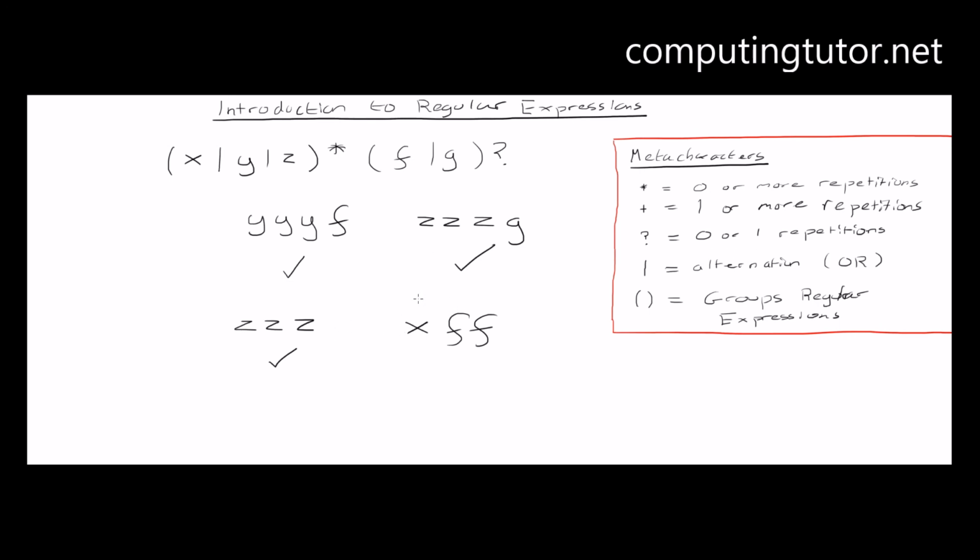So that's just 2 examples there of regular expressions that are used to check if a particular string is valid, and these are the meta characters that you need to know that will be used in your exam questions.